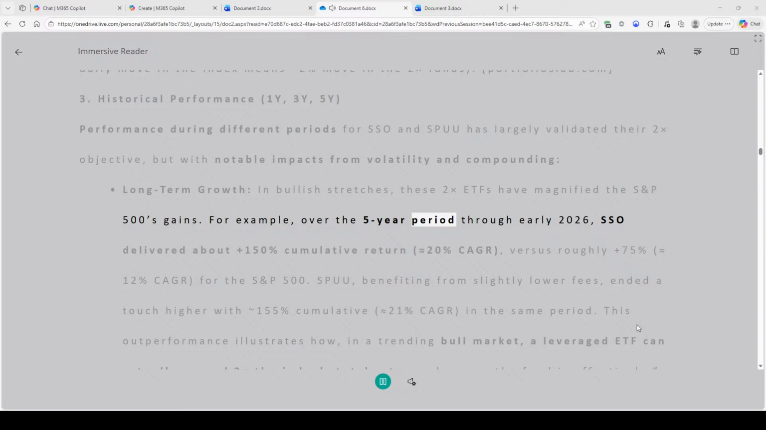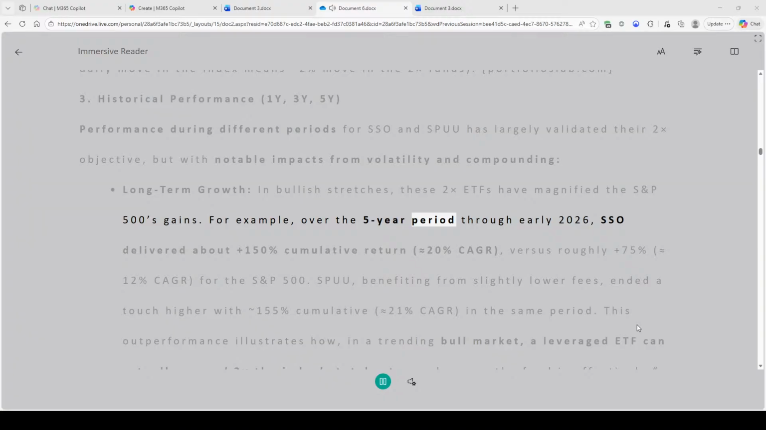PortfoliosLab.com. Downside and bear market performance. In declining or volatile markets, the funds have shown the expected amplified losses, sometimes to an extreme. In calendar 2022, when the S&P 500 fell -18%, SSO dropped about -39%, roughly 2.1 times the index loss, and SPUU similarly about -39%. During the swift COVID-19 crash in Q1 2020, SSO and SPUU each lost well over 30% in a single month as the S&P 500 plunged. A 2x fund would have lost 60% when the index fell 30%, highlighting how quickly compounding can produce steep drawdowns.